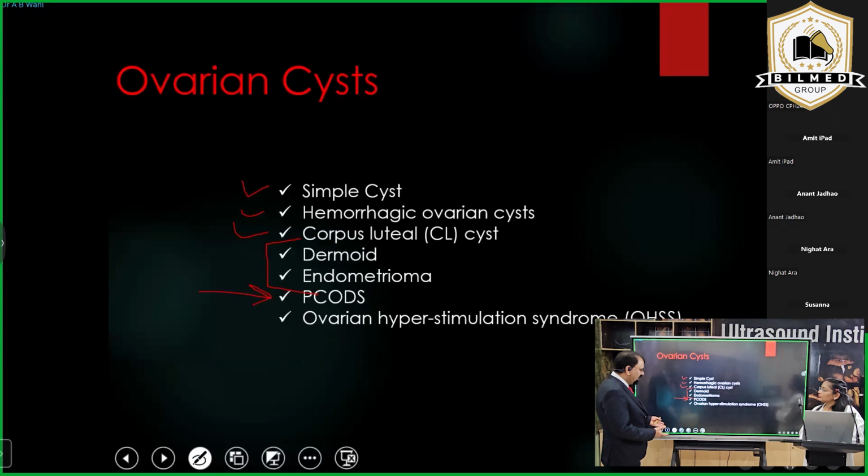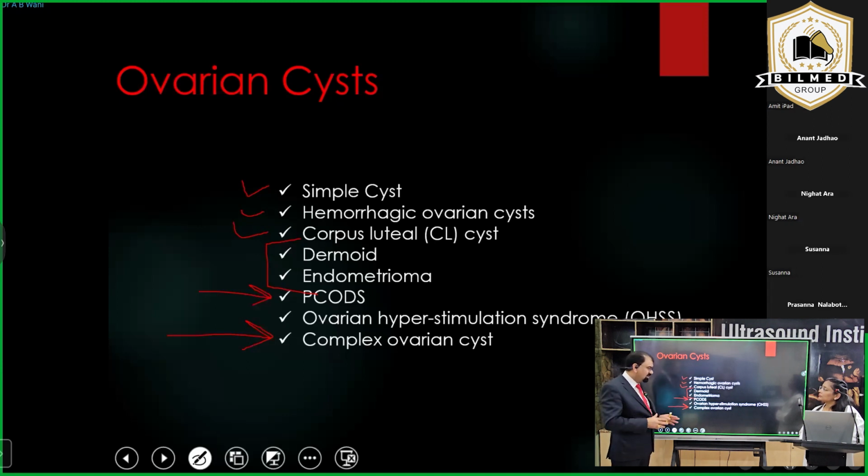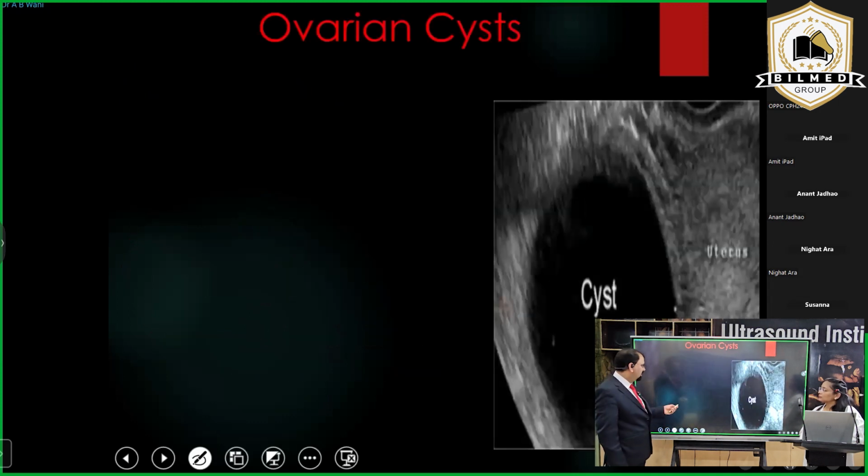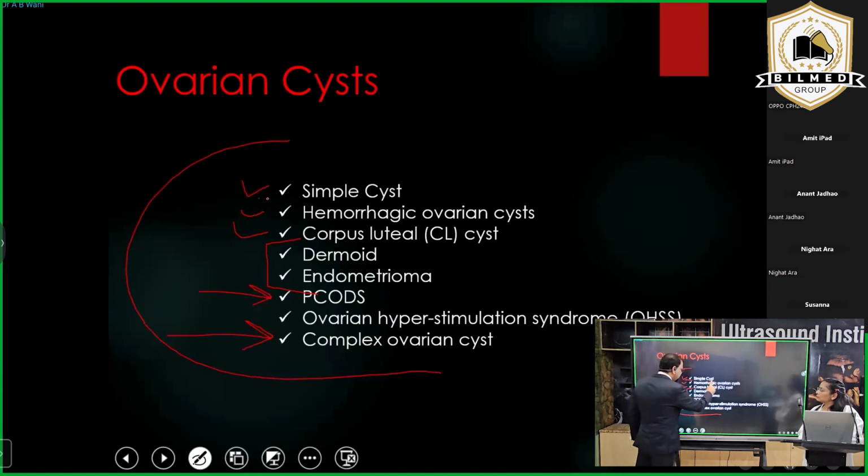Is it not possible that you have hyperstimulated the ovary, and due to the hyperstimulation you are seeing multiple cysts? So lastly, there can be a complex cyst in the ovary, and this complex cyst will shake your whole neurons. Maybe this complex cyst is benign or malignant. So all this can be seen in the ovary when we are talking of ovarian cysts. Now let's talk about the first one, the simple cyst.